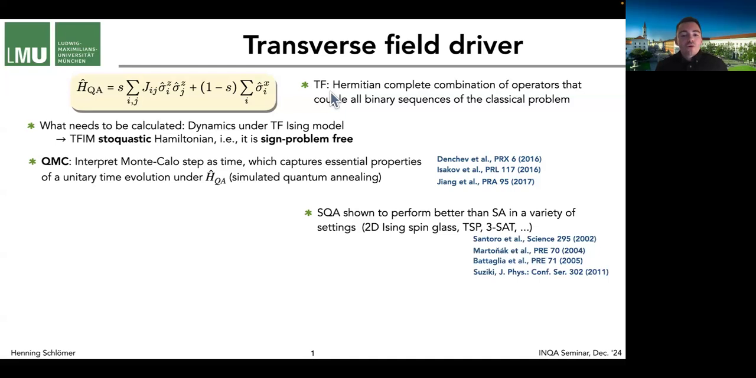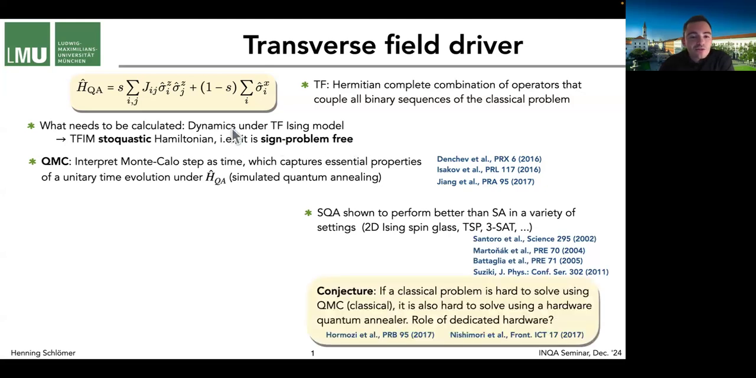This has been shown for a variety of settings. You have a spiky optimization landscape, say for 2D Ising spin glasses, the traveling salesperson problem, 3-SAT graph problems, and many more, where this is substantially quicker compared to simulated annealing, which is the fully classical version, where you only have this classical Hamiltonian, and you anneal down in temperature and do fully classical Monte Carlo simulations.